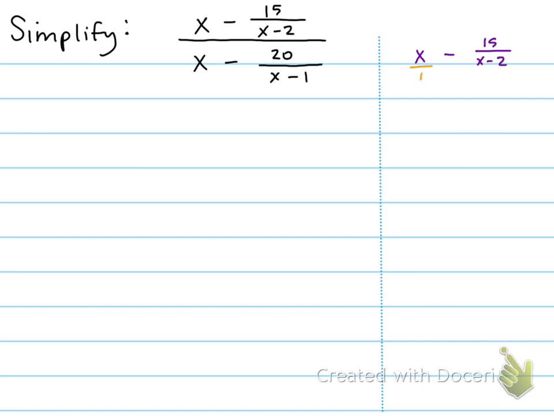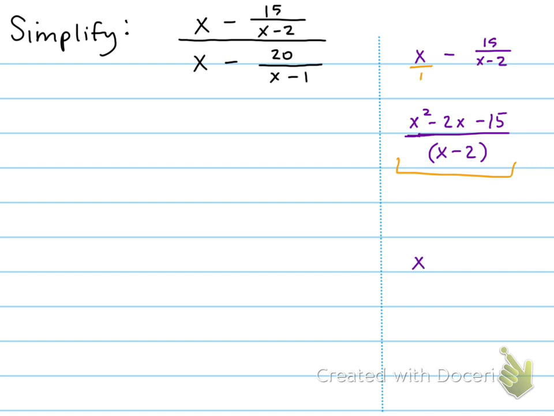Now remember, this has a denominator of 1. So I need a common denominator of x minus 2. So that means that my common denominator is x minus 2. And I need to multiply x times x minus 2. So that's going to be x squared minus 2x. And then minus 15, because that comes over. This is the replacement of my numerator. Okay?